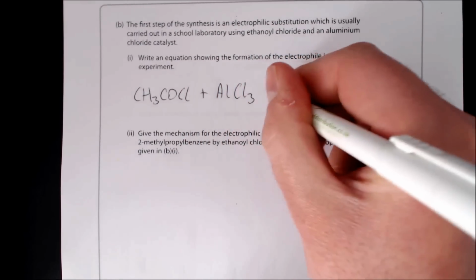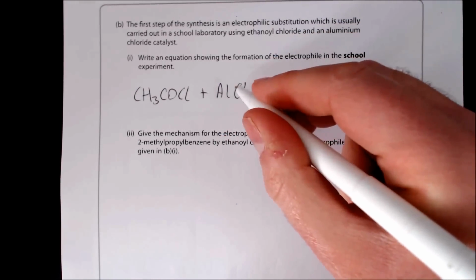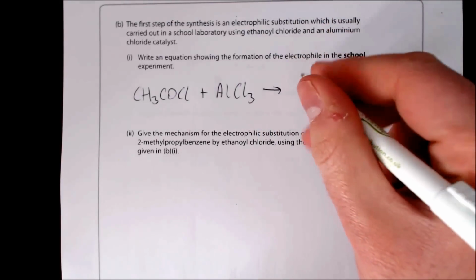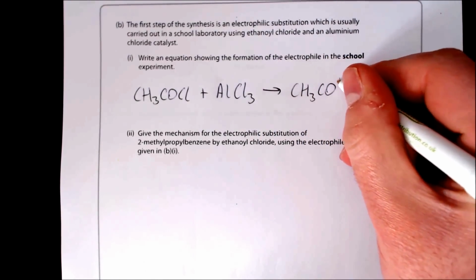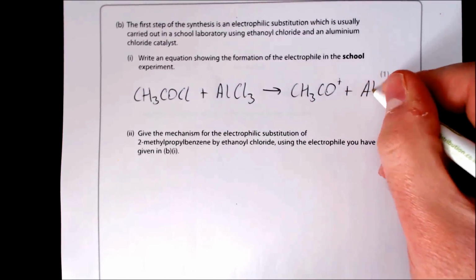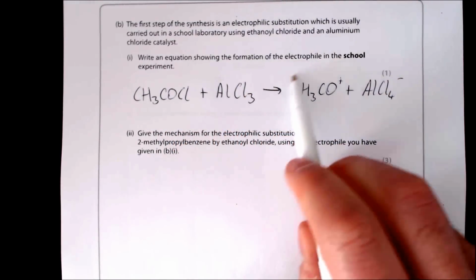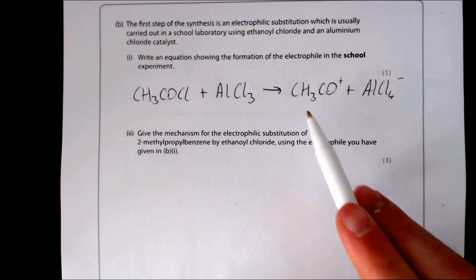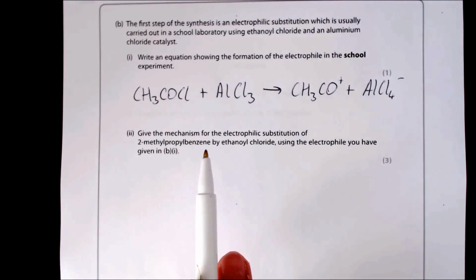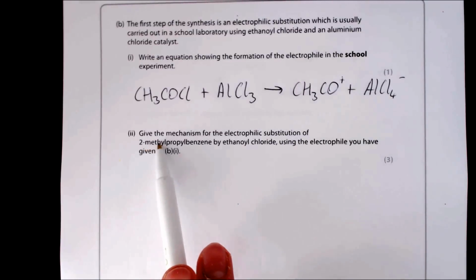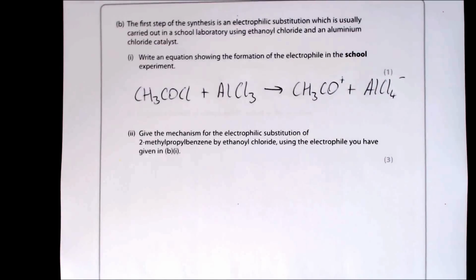AlCl3. And effectively what's going to happen, this is called a halogen carrier. It's basically going to carry the halogen from the chlorine, and what's left behind is CH3CO with a positive charge on there, and we have AlCl4 minus. It's carrying the halogen from there to form your electrophile, which is this molecule here. Okay, and then the next question says give the mechanism for the electrophilic substitution of 2-methylpropylbenzene by ethanoyl chloride using the electrophile you've given in part B part 1.